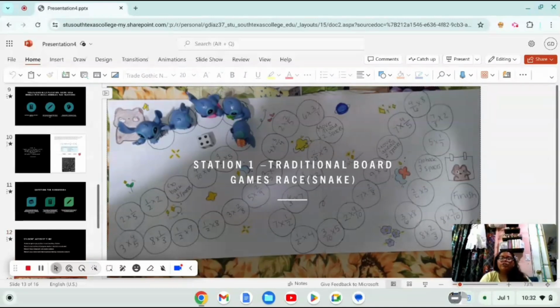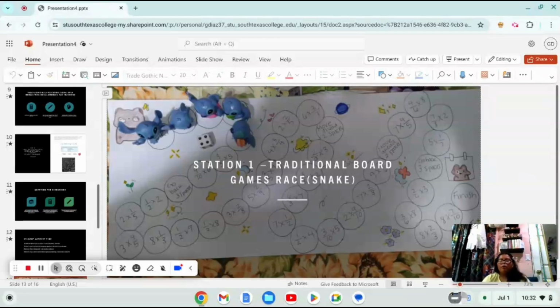At Station 1, traditional board game race. Decide who's going to go first. Some rules: first, take turns rolling the dice to determine how many spaces to move forward on the board. Second, move your game piece toward the number of spaces indicated by the dice roll. Third, multiply the space, meaning when a player lands on a space labeled with a multiplication problem, move forward three spaces, 3 times 1/2. That's an example.